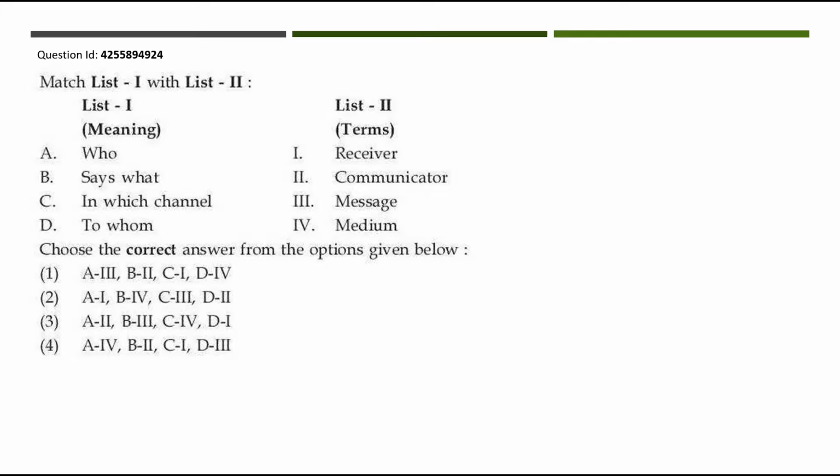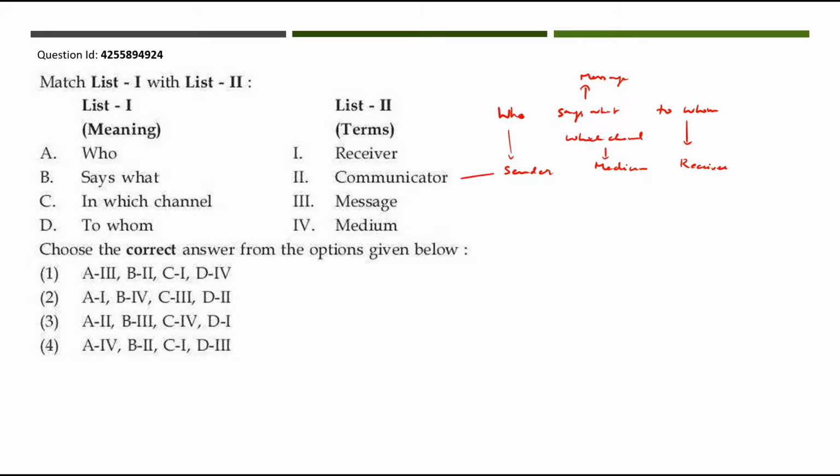Next question, match list 1 with list 2. We have the meaning in list 1 and the terms in list 2. Who says what in which channel to whom? Who says what to whom using which channel? This who is the sender and to whom is the receiver. Says what is the message and which channel will be the medium. So who will be mapping to sender?